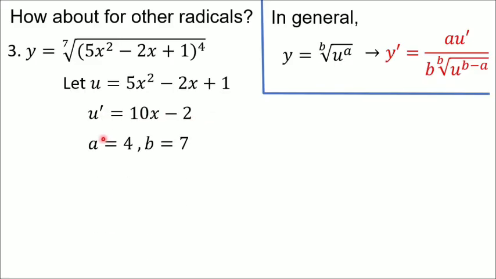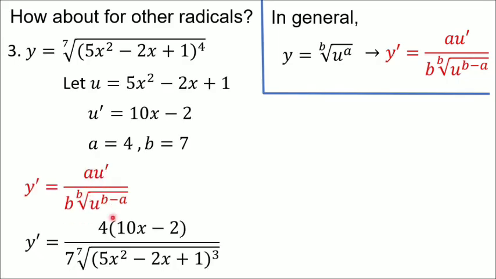And then our a, as what I'm telling while ago, is 4. And our b is 7. After this, we will just substitute in this formula. Y prime now will become, okay, to substitute our a, that's 4. U prime, that's 10x minus 2. And then our b here is 7. Another b there is 7. The 7th root of u, 5x squared minus 2x plus 1 raised to the power of b minus a.